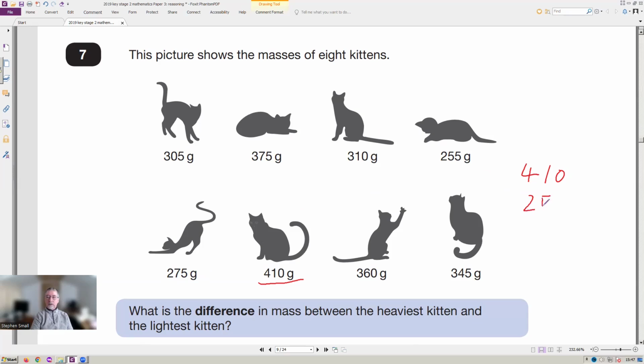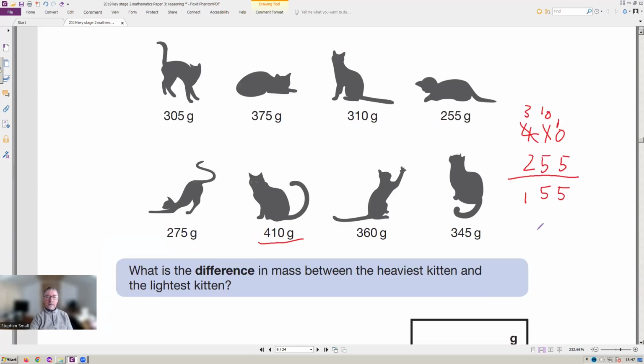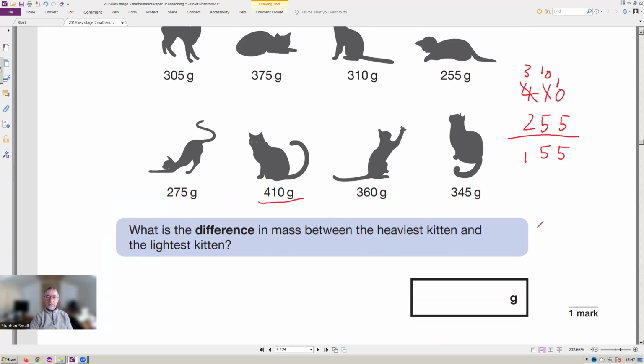So we just find the differences, take them away. 5 from 0, I've got to borrow from there, but never mind. 5 from 10 is 5. 5 from 0 won't go, cross off the 4, make it a 3, bring a 1 over. 5 from 10 is 5. 2 from 3 is 1. Does that look right? Yes, it does. 155 is the difference. Put that in there.